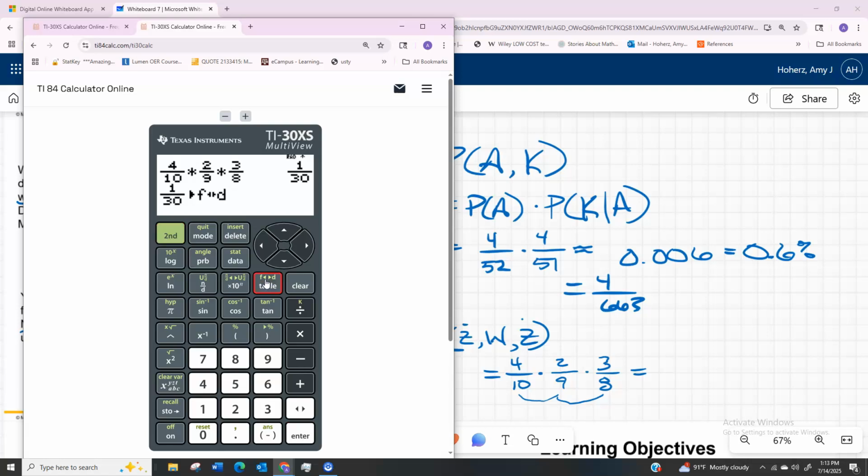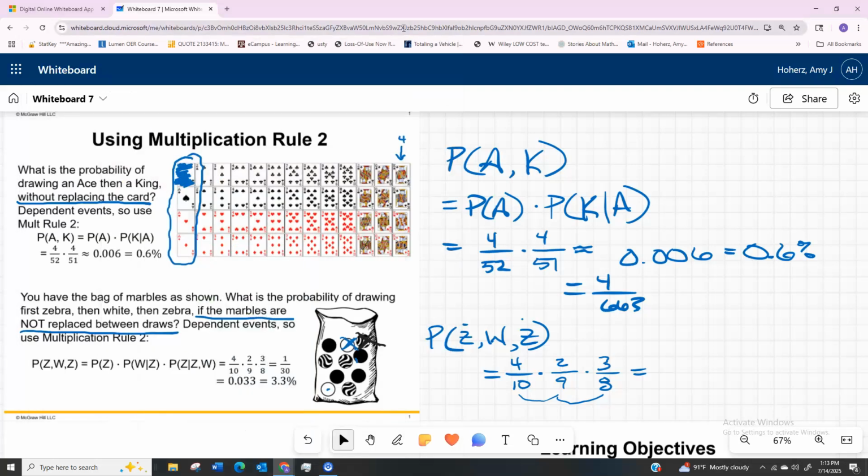1/30, if we switch that to a decimal, is going to be 0.0333. Just like 1/3 is 0.333, the 1/30 gets a repeating 3 also. It's just from the 100th spot on. So 1/30, which is approximately 0.033 or 3.3%. So only a 1 in 30 chance that you're going to draw out of that bag without replacing a zebra, then a white, then a zebra.